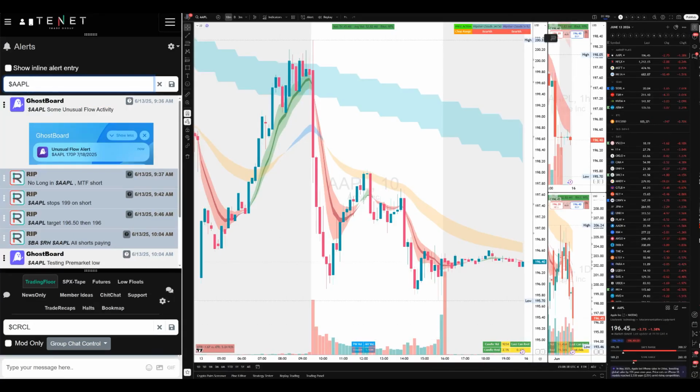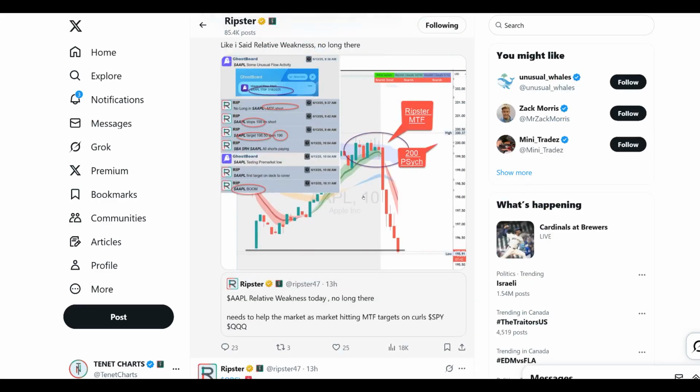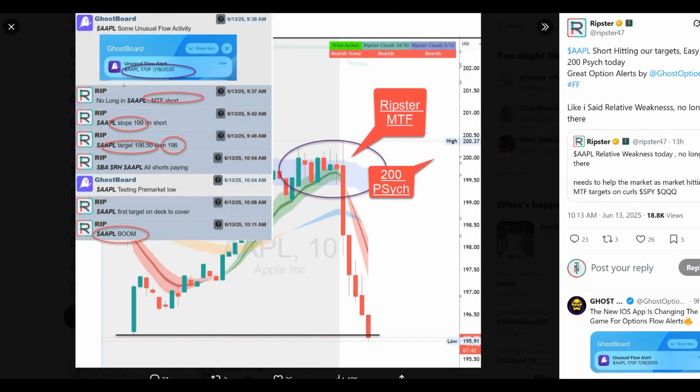If you see my tweet, I also told you it's relative weakness. While the rest of the market was trying to bounce, Apple was still weak. That's called relative weakness. And the ghost board, the option flow, came in and alerted the unusual flow. When the flow is bearish, there's an MTF breakdown, and we already planned the short in the pre-market. It's an easy short, no long. I gave the stops of 199 and the targets of 196.50.